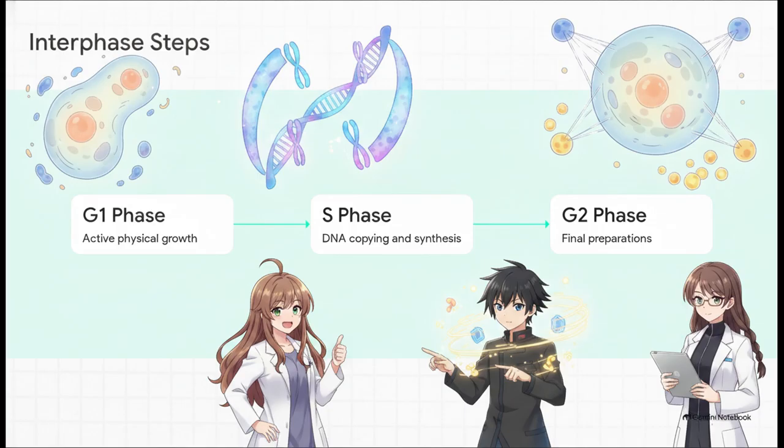This is the big one. This is where that DNA replication we just talked about actually happens. And finally, step 3 is the G2 phase, or gap 2, where the cell makes its final preparations and synthesizes the exact proteins it needs for the upcoming split.